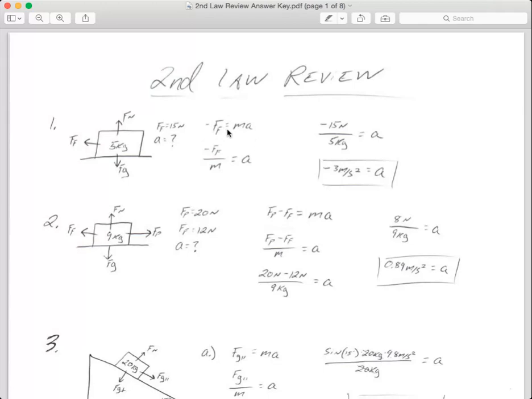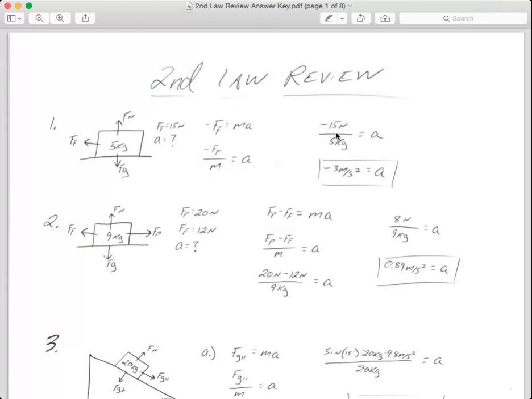That's going to equal ma, because all of my forces going left and right added up, and there's only one of them, equals ma. That's Newton's second law. All the forces equal mass times acceleration. I'm trying to solve for acceleration, so I do a little bit of algebra. I divide by the mass, bring it over to the left side, so I have negative friction divided by the mass equals acceleration.